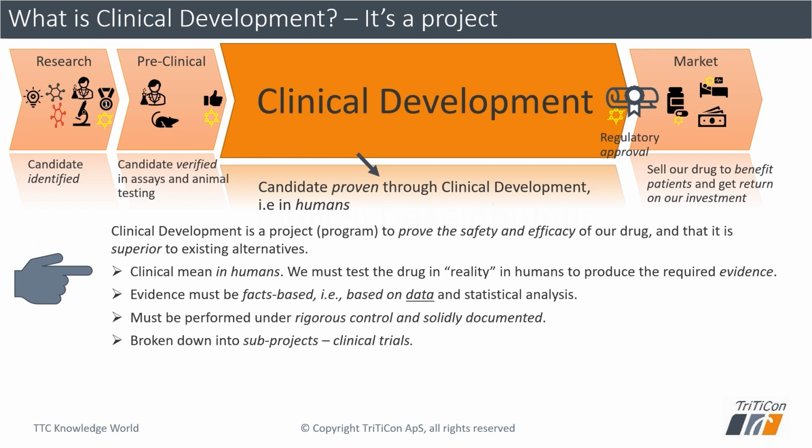We require objective evidence to support our claims, and this evidence must be based on comprehensive data and thorough statistical analysis. All of our work is conducted under strict controls to ensure that the evidence we collect is solid and trustworthy. The entire development process is lengthy, complex, and expensive. To manage this, we break it down into smaller, stepwise stages and conduct different clinical trials along the way.